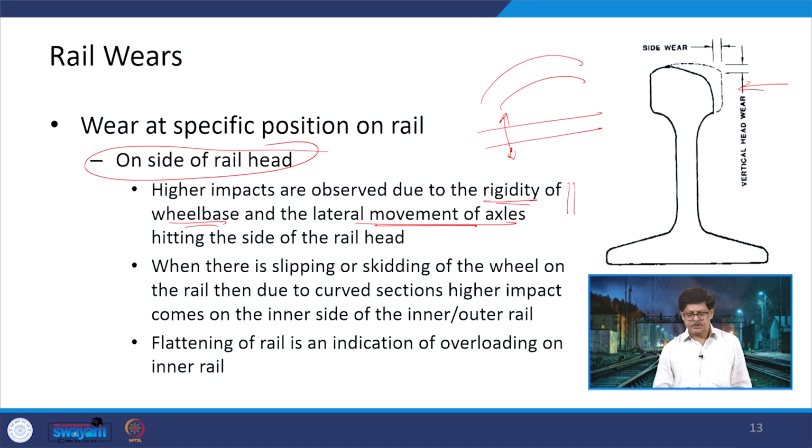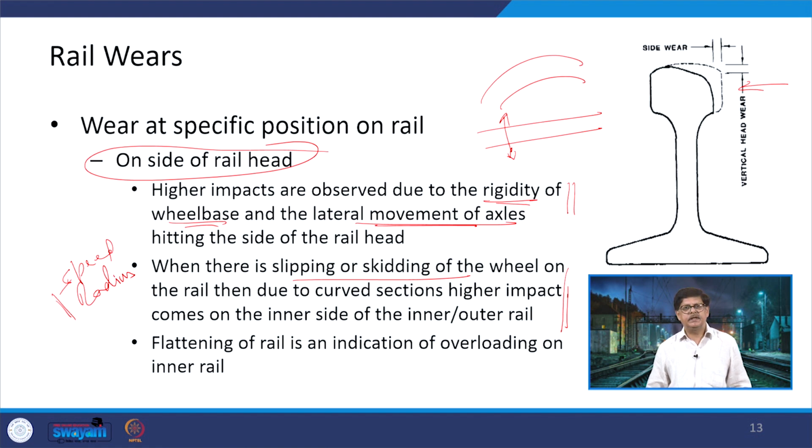Then when there is a slipping or skidding of the wheel on the rail due to the curved sections, the higher impacts are going to be on the sides of the rail. It can be the inner rail, it can be the outer rail, it all depends on which particular axle wheel combination we are talking about, front or rear, what is the radius of that curve, as well as the speed at which the train is moving. All of these combinations will define where this impact will be more. So, we talked about the speed and the radius, these are the two aspects which will be more important.